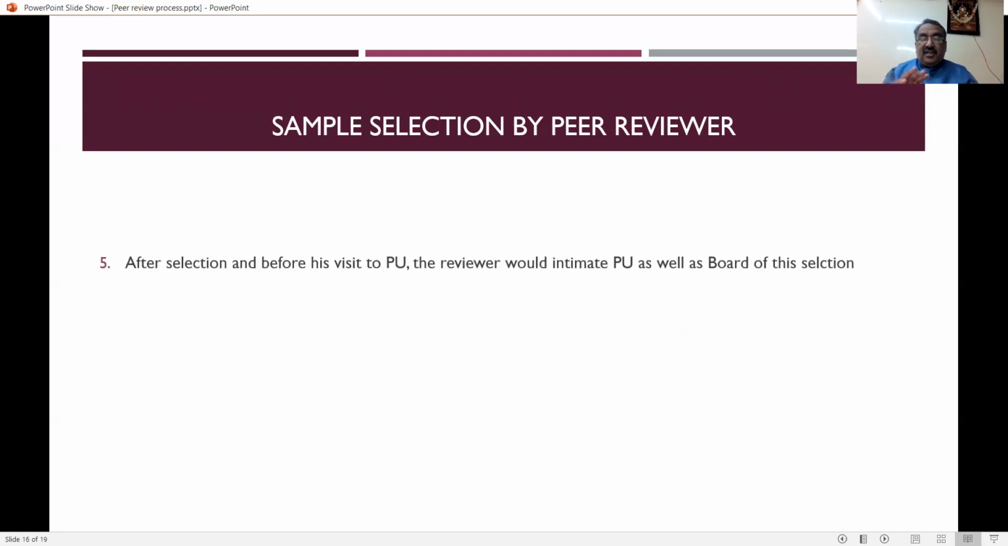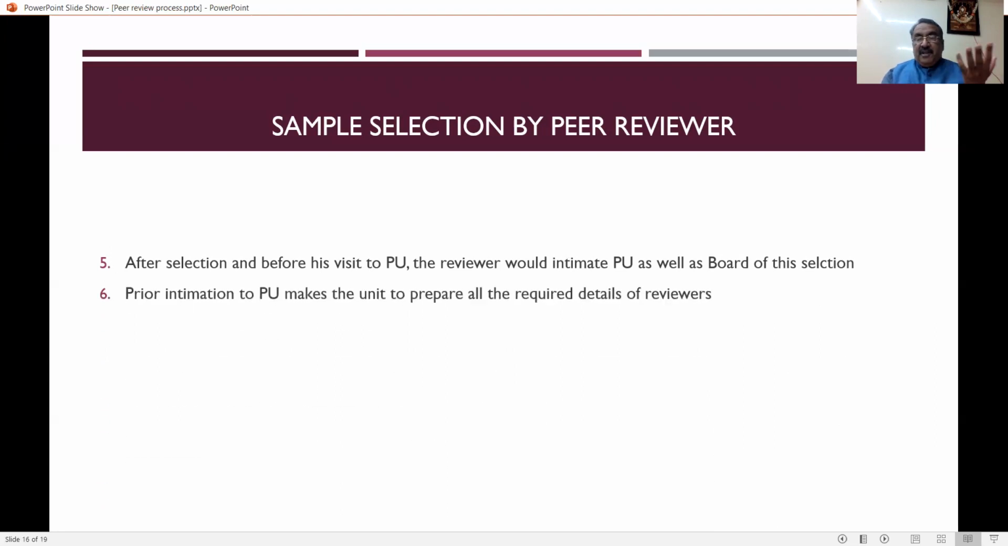And after selection and before his visit to the practice unit, he has to intimate that we have selected this unit as a sample, and he has to inform this both to the practice unit as well as to the board. The peer reviewer has selected the sample. Then prior intimation to the practice unit makes the unit prepare all the required details.